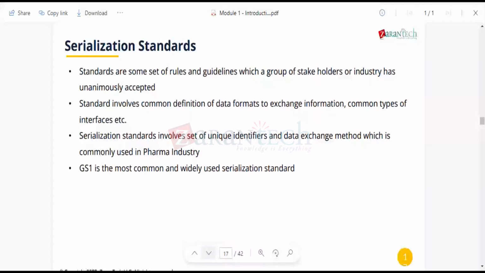In the previous slide I mentioned GLN. What is GLN? I will cover that in the next slide, but that is one identifier. When I say identifier, it has to be unique, so what components should it have? All those things need certain rules and regulations. If I say serial number, maybe the serial number can be numeric, alphanumeric, etc. So these are some set of rules, and for that we use GS1 standards.